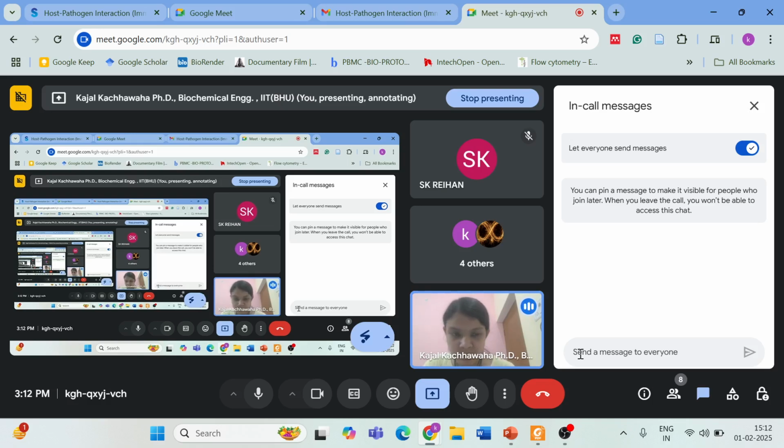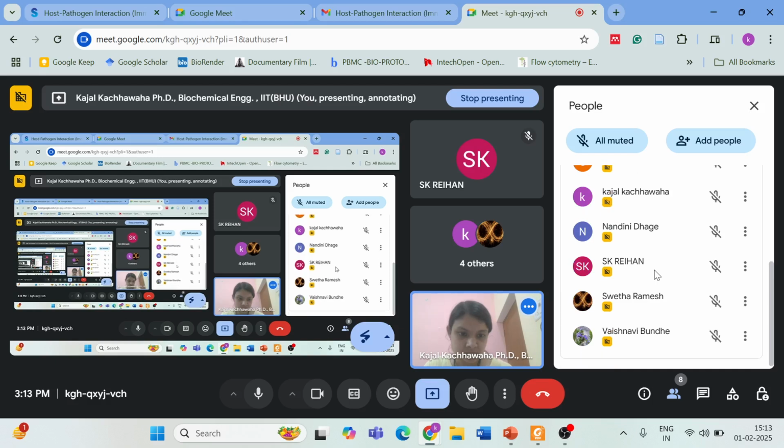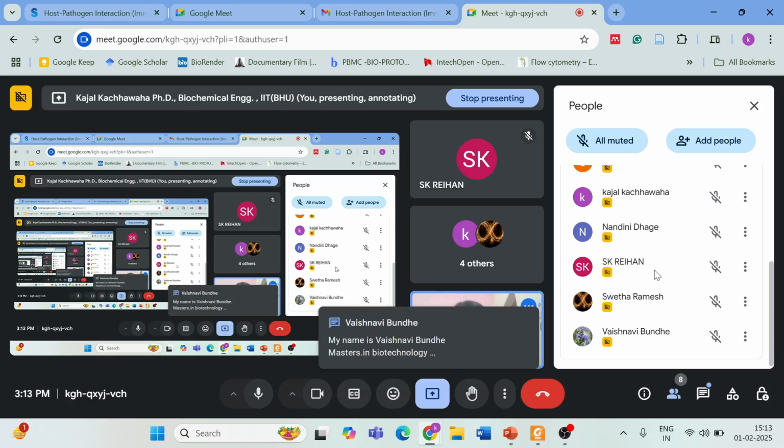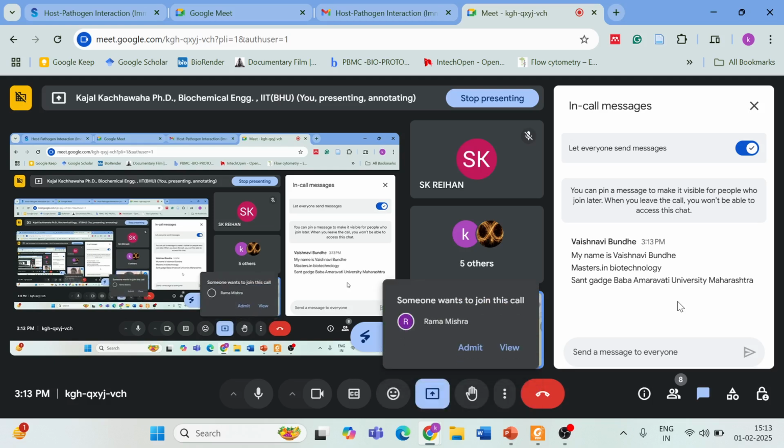Those people who have joined for the first time, can you please write your name and your degree in the chat box so that we can know which course you are currently pursuing, whether you are a bachelor's or master's student, and which college you are from, just for a little introduction. Vaishnavi Bundi, master's in biotech. Okay, Maharashtra. Are you currently pursuing your master's or have you completed your master's?